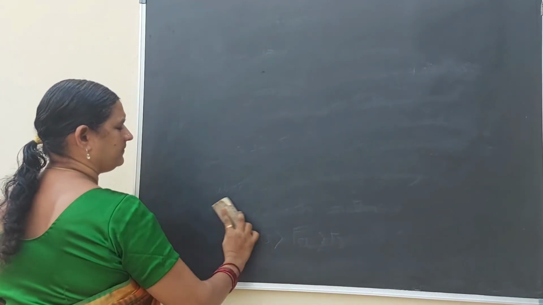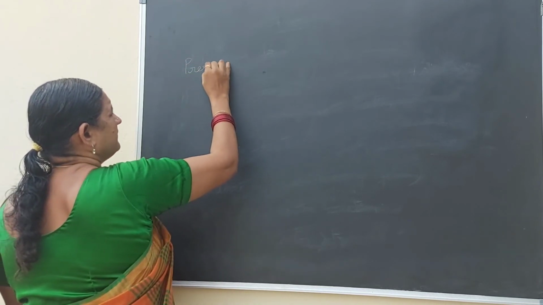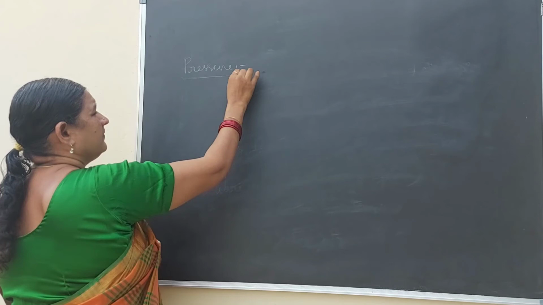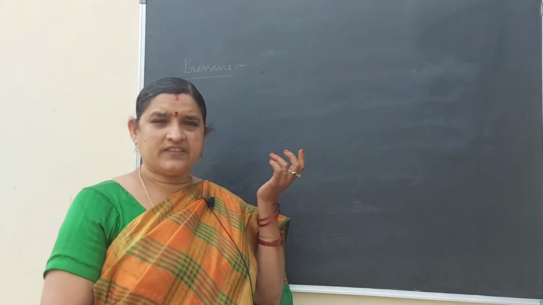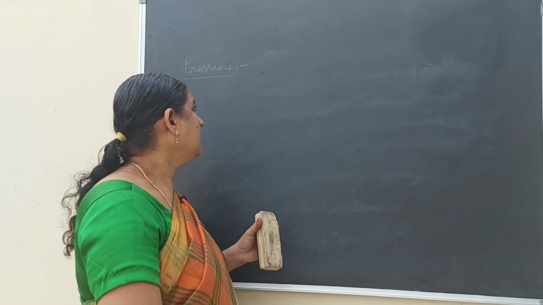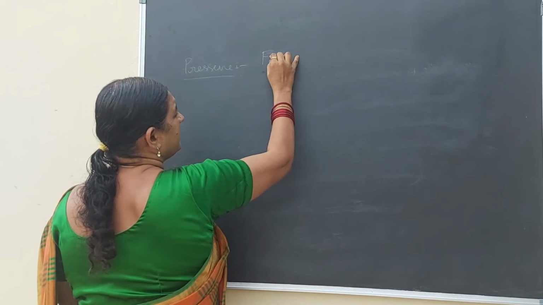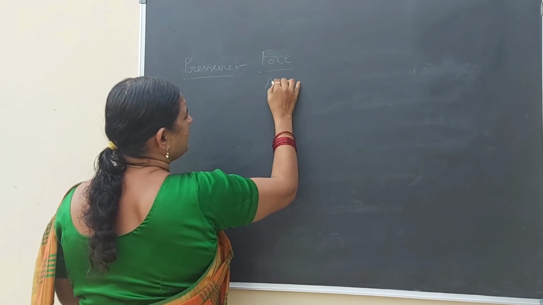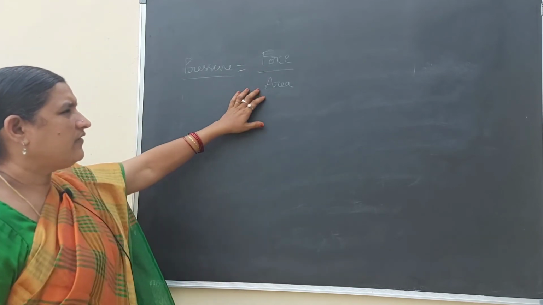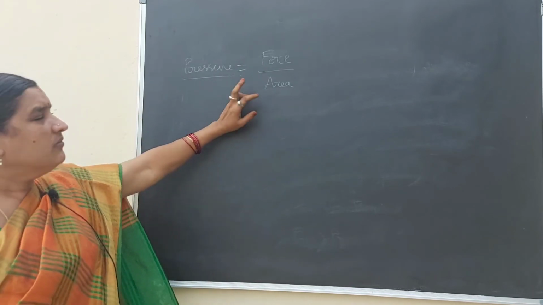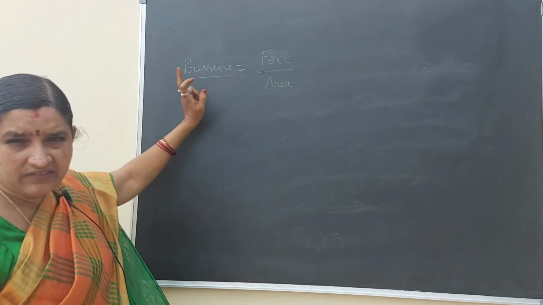Next, pressure. Force exerted by fluids is called pressure. Actually, for pressure we have a formula: pressure is equal to force by area. Pressure is equal to force by area. Suppose area increases, pressure will decrease. If area is less, pressure will increase.